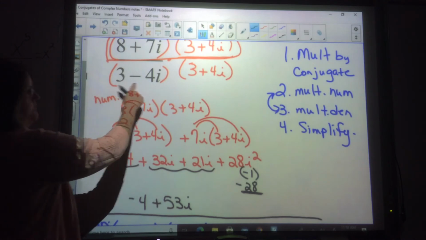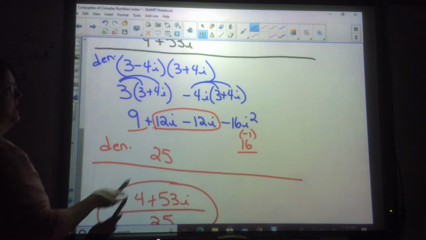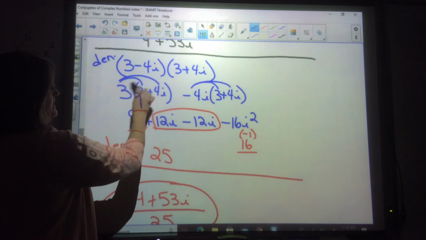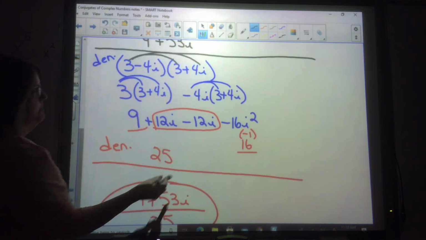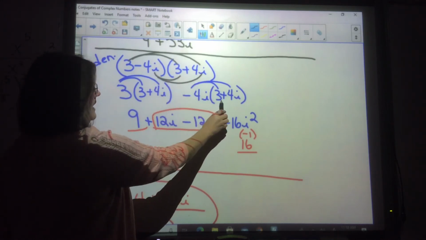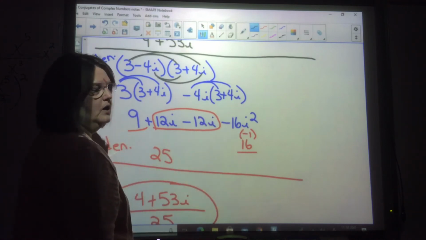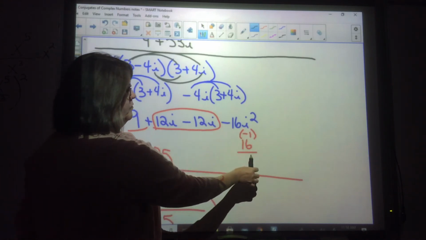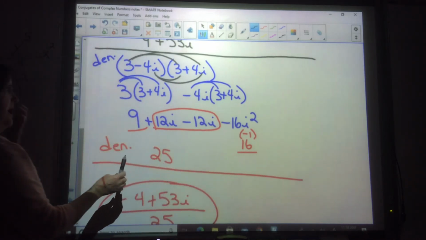My denominator is 3 minus 4i times 3 plus 4i. So we come down and we take care of our denominator, and we do that math. 3 times 3 is 9. 3 times 4i is 12i. We come over, we do the same thing here, and it's written here. But negative 4i times 3 is negative 12i. Negative 4i times 4i is negative 16i squared. Again, i squared is negative 1. So negative 16 times negative 1 is 16. So I put 9 and 16 together, which gives me 25.